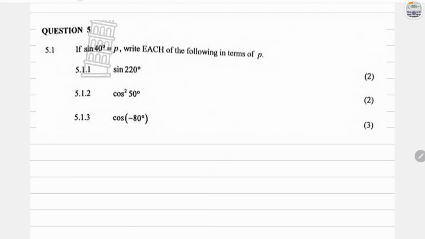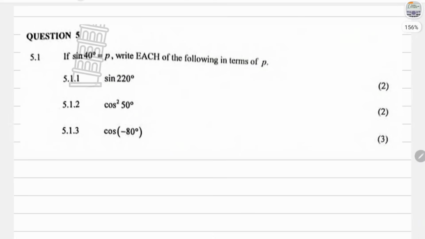Hey grade 12s, and welcome to question 5 of this paper. In this paper we're going to be working on the trigonometry section, that is question 5, 6 and 7. We're also going to work on the 2 and 3D trigonometry as well.